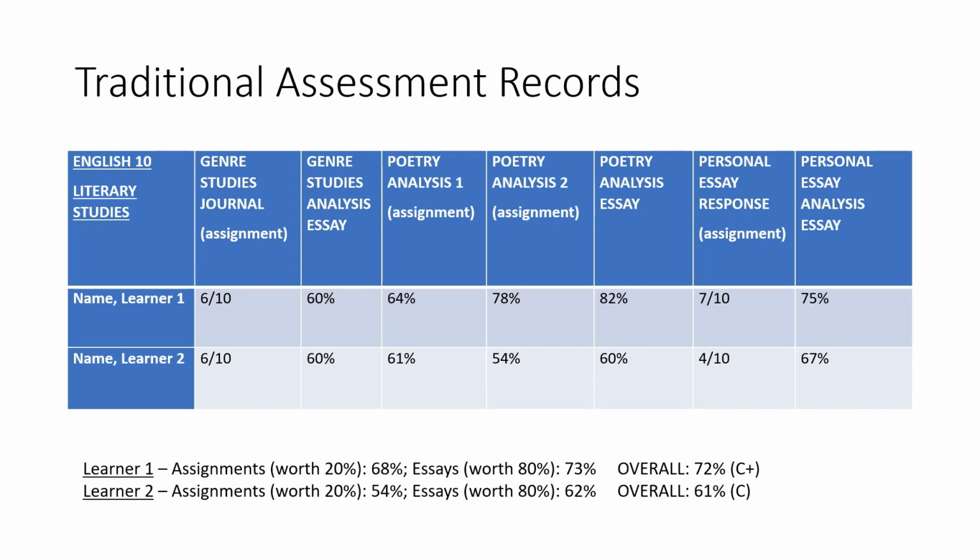I kept this one basic with just 2 bins, assignments and final essays written at the end of each unit. Assignments worth 20%, the essays worth 80%. And then I averaged out the marks to calculate each learner's grade. 72%, which is a C+ for learner 1, 61%, which is a C for learner 2. However, the averages don't really acknowledge the increase in learning that I can see from learner 1's essay scores, nor their increase from poetry analysis 1 to poetry analysis 2. And that's one of the problems that I see here.